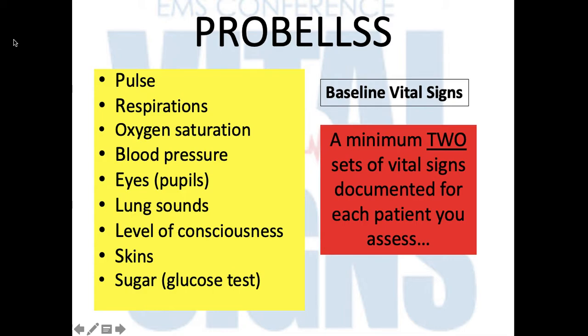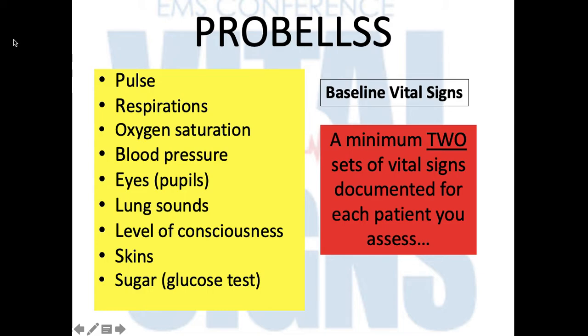Also with this, not every single patient that you're going to encounter needs all of these parameters checked. For instance, you got a person who twists their ankle down at the beach. Well, pulse, you want to check definitely. Respirations, you'll need to document. You'll definitely need a blood pressure, a level of consciousness, and then their skins. That would be all you probably need to document on a patient like that.